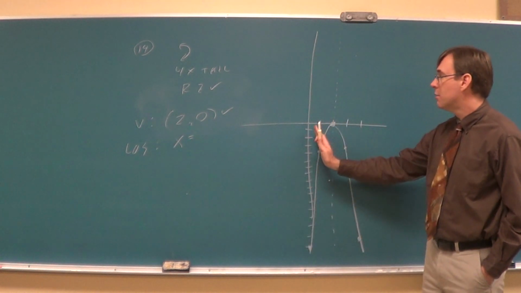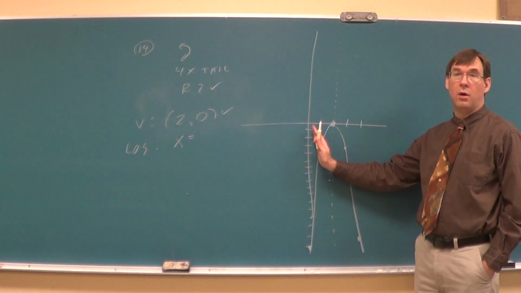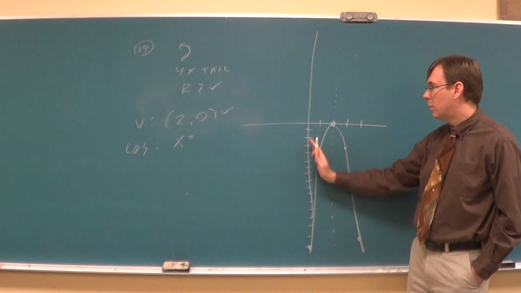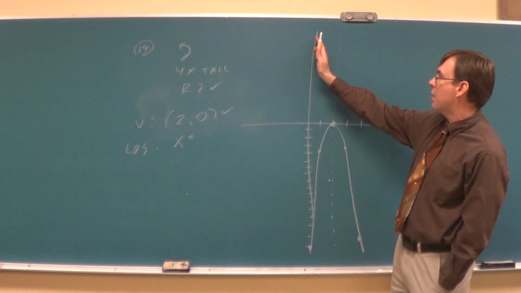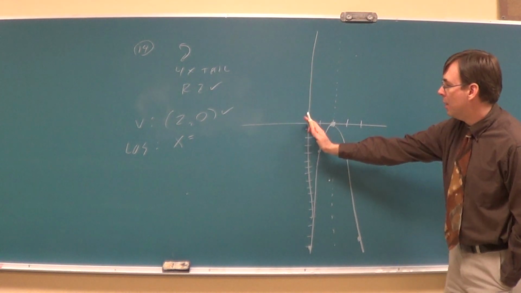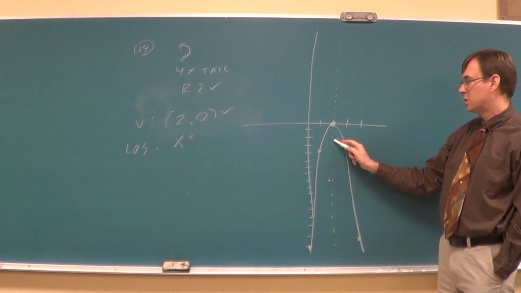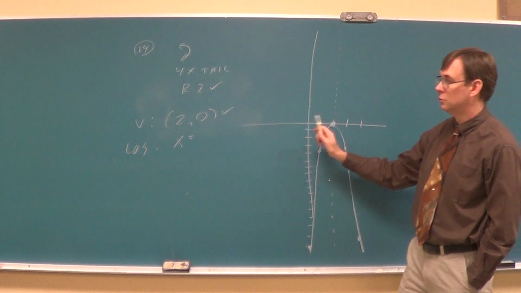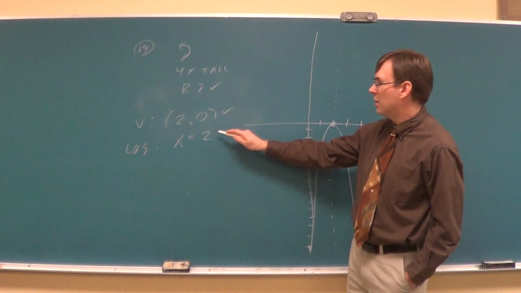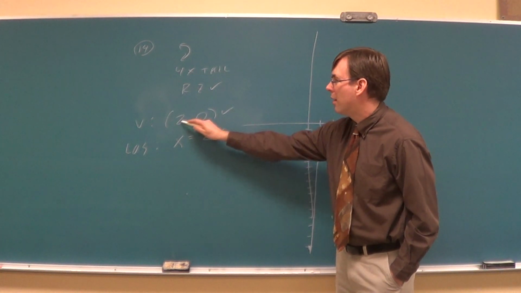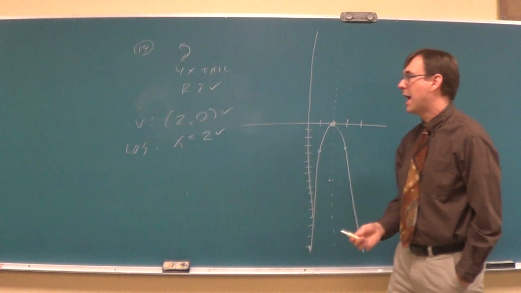It's x equals 0 if we want to land on the, what's this called? On the y-axis. X equals 0 would be landing on the y-axis. But we got nudged over a little bit to a spot where x equals 2. The line of symmetry is always going to have the same number as the vertex. It's always going to be an x equals line.